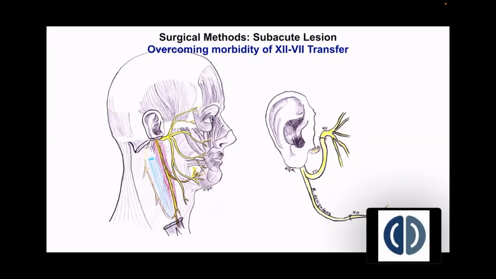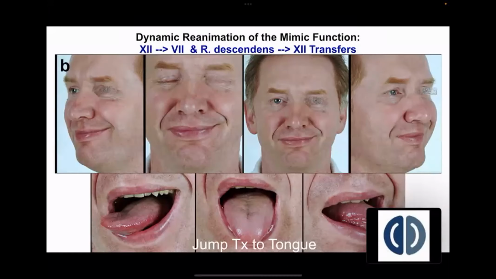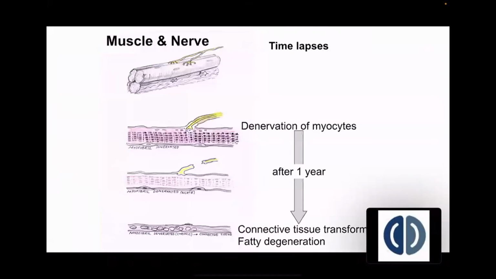However, we take the descending branch and transfer it to the hypoglossal nerve, in order to prevent tongue atrophy, like in this case I showed you before. So there is the hypoglossal nerve, which has been transferred to the facial nerve, and the descending branch to the hypoglossal nerve.